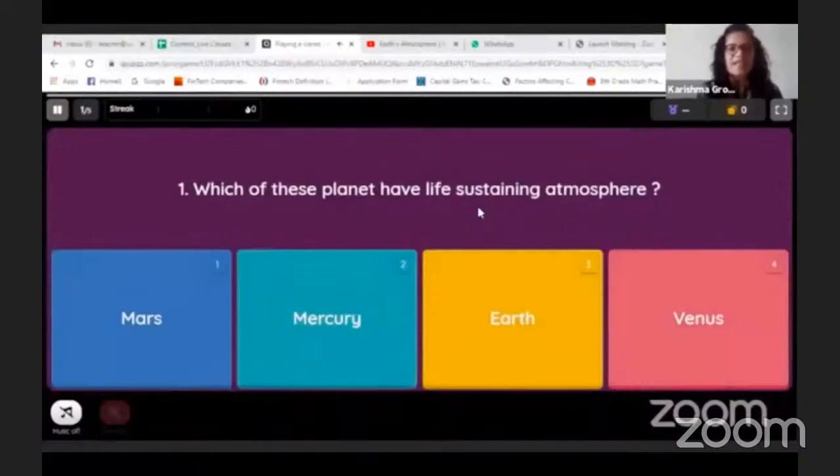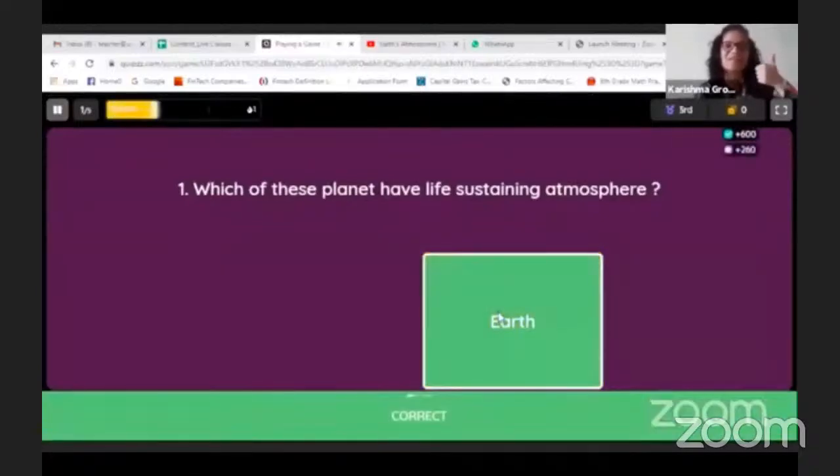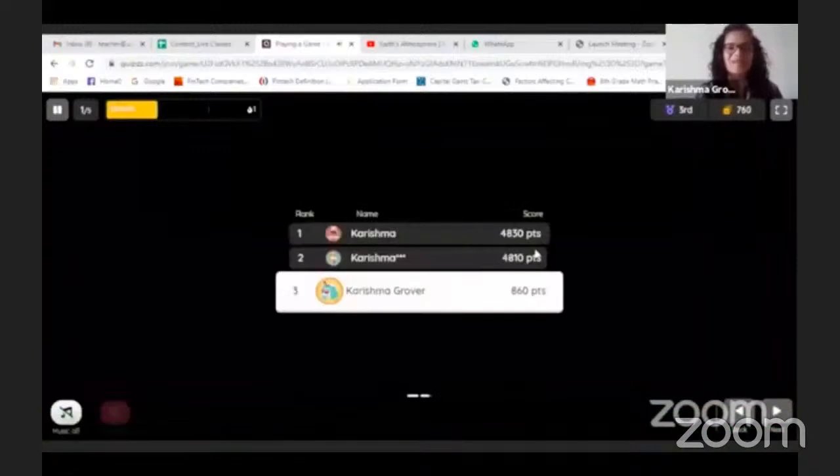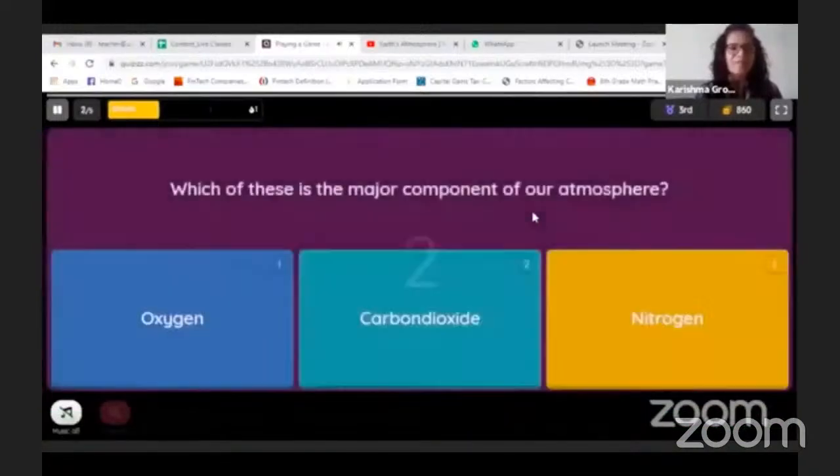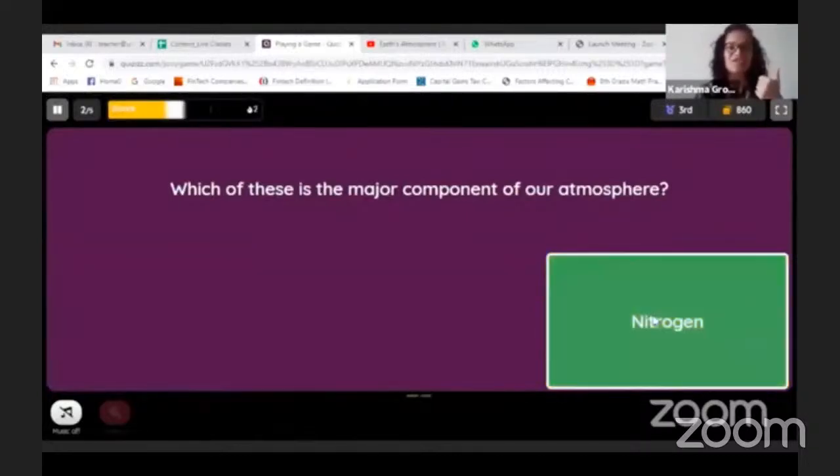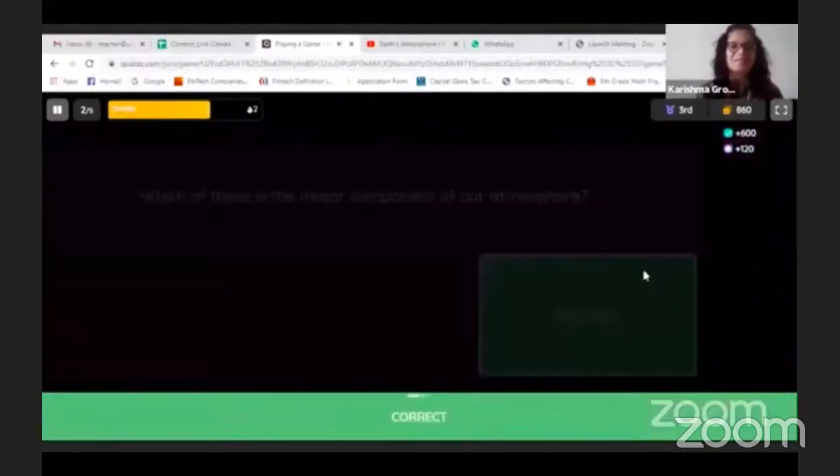Which of these planets have life-sustaining atmosphere? There is only one planet which has life on it, and that is Earth. Good job, everybody. Okay. Which of these is the major component of our atmosphere? Oxygen, very necessary for life on Earth. Carbon dioxide for the plants to make food, and nitrogen, which is there in abundance. Remember, I told you also, which is the major component of the atmosphere? Nitrogen. Good job, everybody.